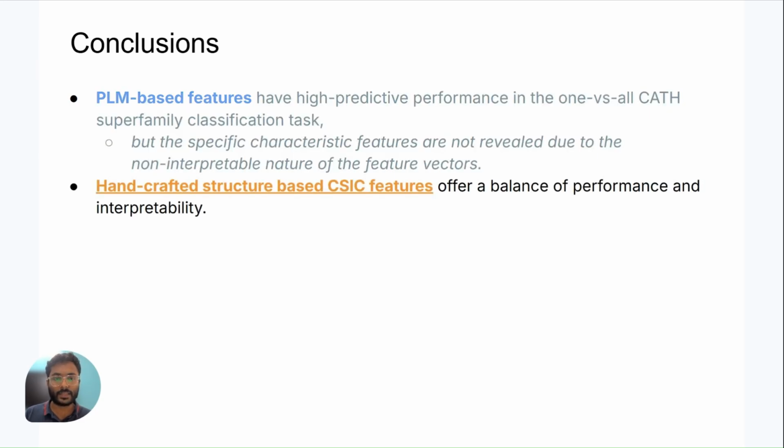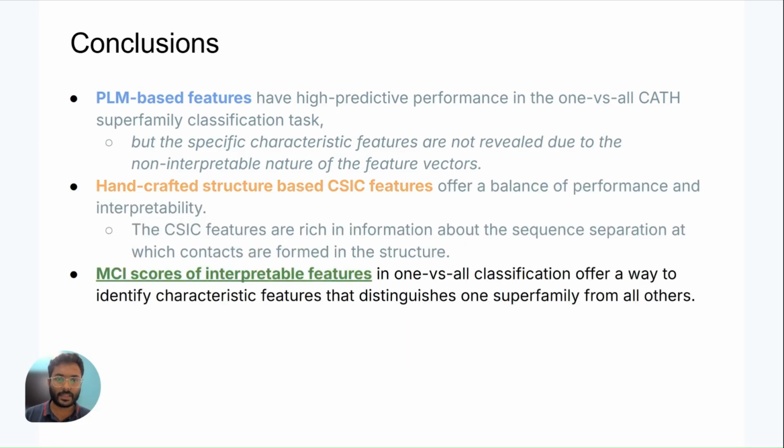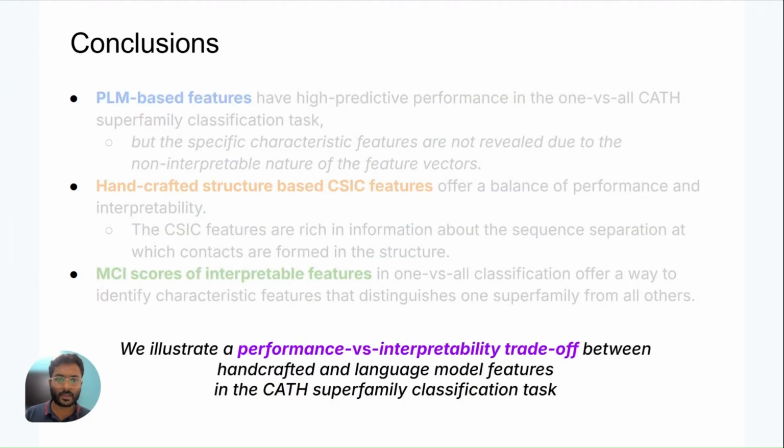On the other hand, the handcrafted structure-based CSIC features offer a balance of performance and interpretability, as the CSIC features are rich in information about the sequence separation at which the contacts are formed in the structure. Finally, the MCI scores of interpretable features, such as CSIC, in the one versus all classification setup, offer a way to identify characteristic features that distinguish one superfamily from all others. Thus, we illustrate a performance versus interpretability trade-off between handcrafted and language model features in the CATH superfamily classification task.